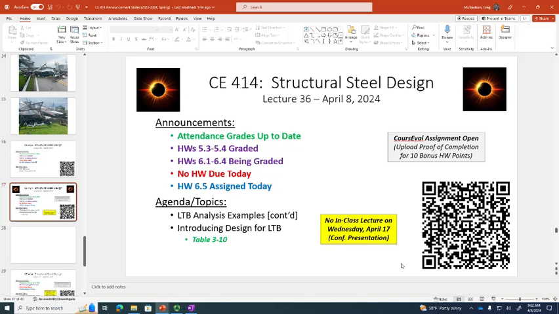Okay, everybody. I hope everybody is prepared for the eclipse. I was saying this beforehand. Most of the convenience stores and gas stations around here are selling eclipse glasses in case you want to go check it out this afternoon.